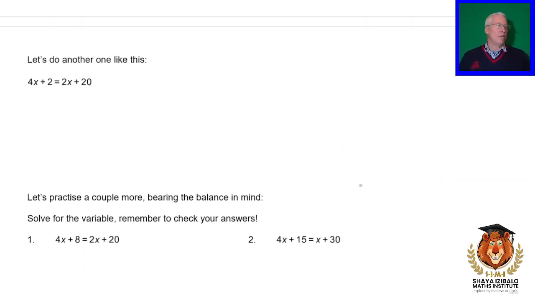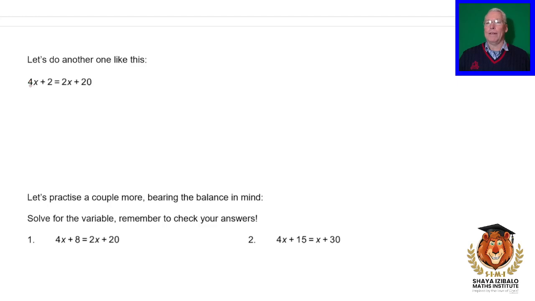Right, let's do another one like this, and this will be the last thing we do today, and then we'll ask you to try some. Okay, so let's have a look at this. Let's subtract 2x from both sides. Now, the reason we want to do that is at the moment we've got x's on both sides. Okay, so let's subtract 2x from both sides.